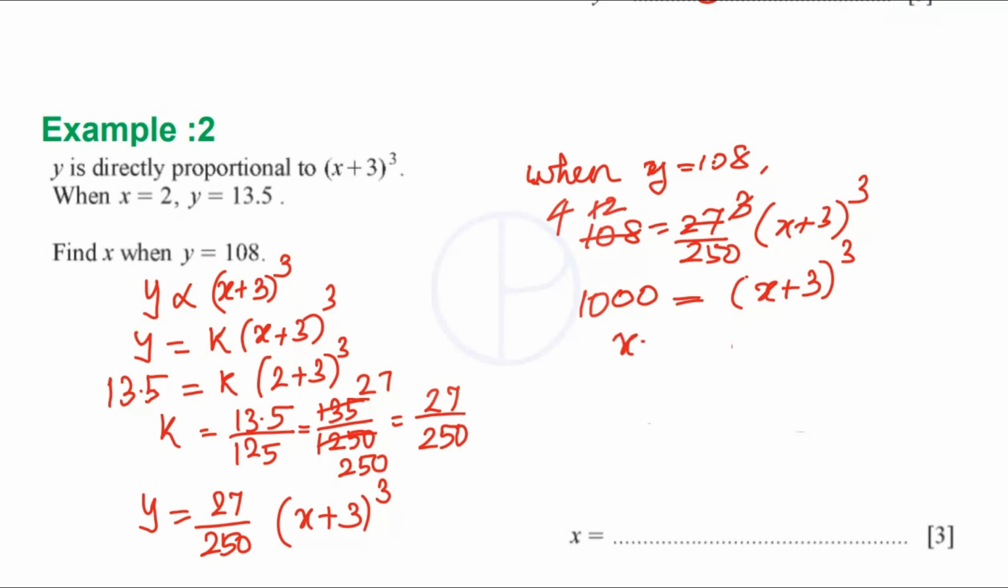Okay, so what is x plus 3? 1000 to the power 1 over 3, which is equal to 10. Okay, so what is x? x is 10 minus 3, which is 7. So x is 7. Okay.